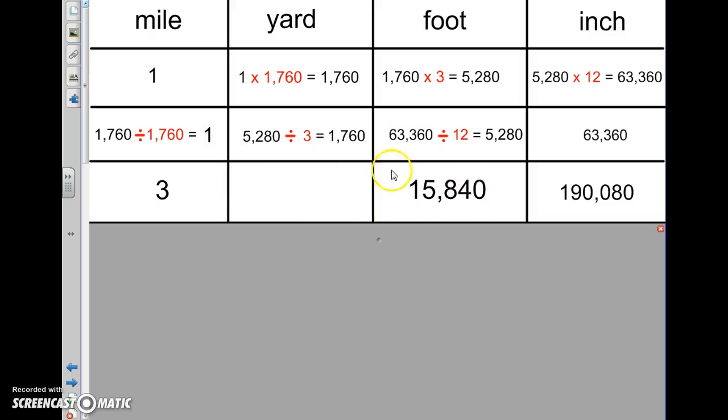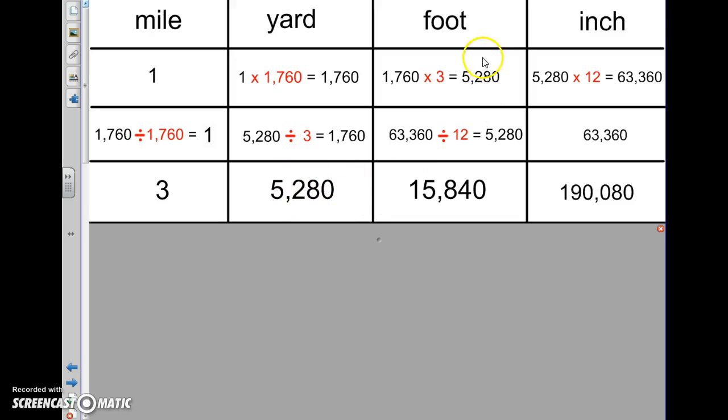If we wanted to figure out the yards, so we've already solved this problem, but just for giggles, we already know how many feet there are. If we wanted to convert the feet to yards, what number would we divide by? We would divide by 3, because there are 3 feet in a yard. So we'd take 15,840 and divide that by 3, and we would get 5,280. That looks like a familiar number, right?